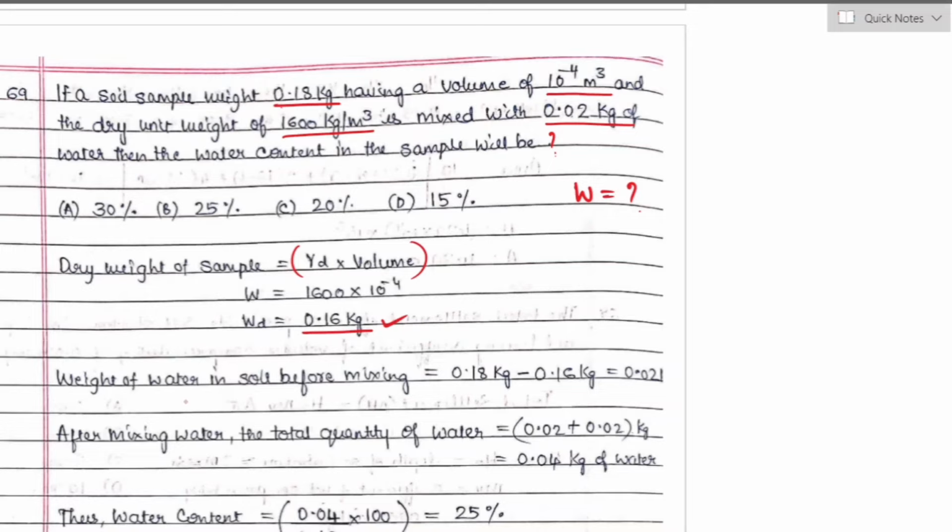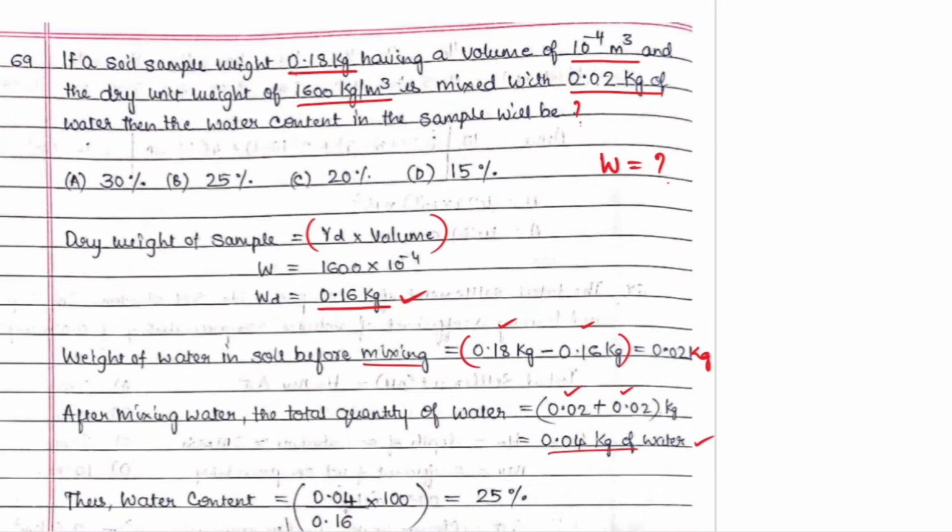Now we shall find the weight of the water before mixing. Weight of the water before mixing is the difference between the weight of the soil sample minus dry weight of the sample. So it is 0.18 kg minus 0.16 kg. So the weight of water before mixing will be 0.02 kg. Now the total quantity of the water will be the sum of the added water plus weight of the water before mixing. So it is 0.04 kg of water. Therefore the water content of the soil sample will be the ratio of total quantity of the water, 0.04 kg, divided by dry weight of the sample, 0.16 kg. So it is about 25%. Option B is the right answer.